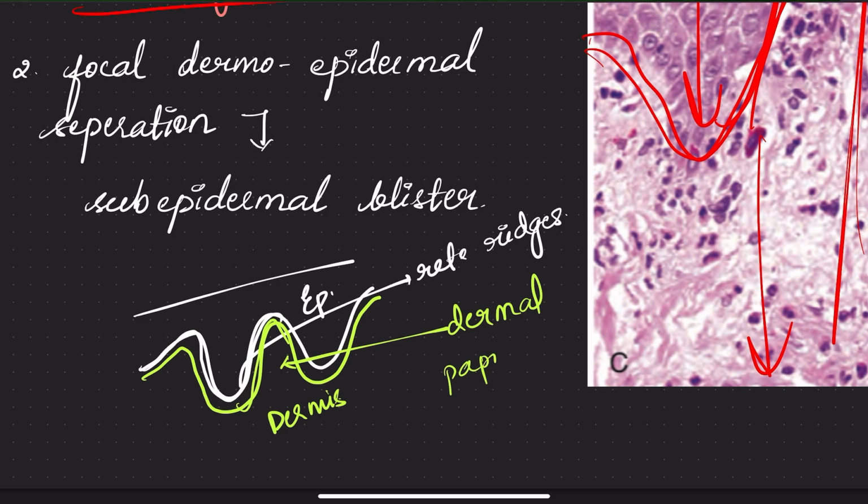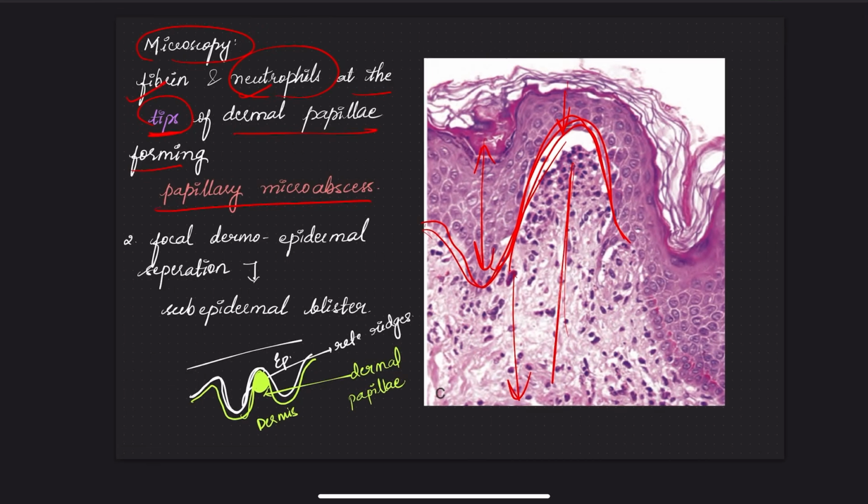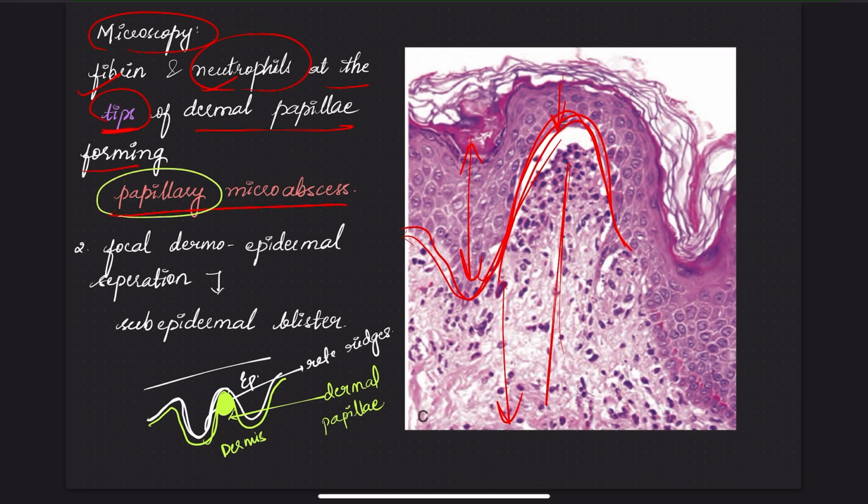Dermal papilla. So here we see lesions, that is the presence of neutrophils and fibrin deposition in the tips of the dermal papillae, forming papillary microabscesses. Here, this is the tip of the dermal papilla. You can find the inflammatory infiltrate of neutrophils here. And also there is focal separation between the dermis and epidermis, focal dermo-epidermal separation, which ultimately coalesces to form a subepidermal blister.